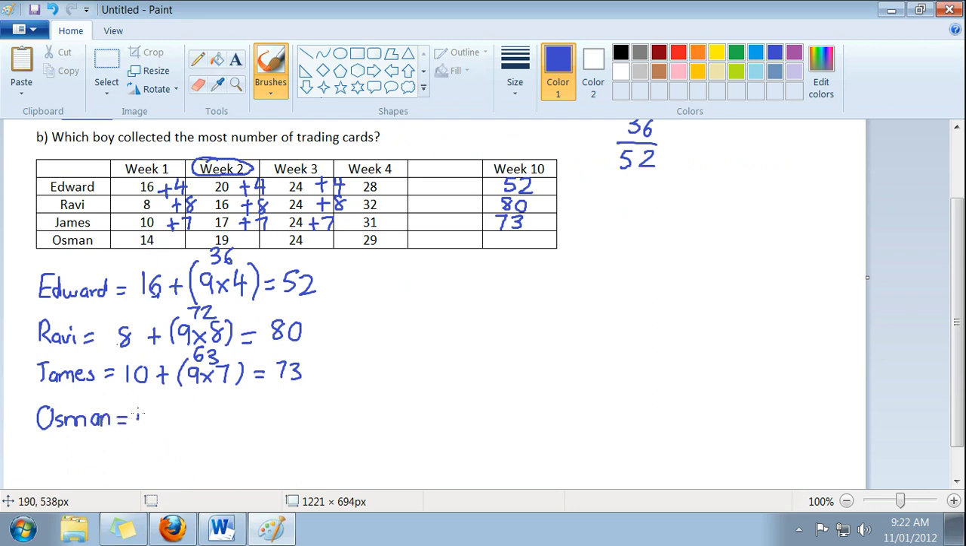Now he has 14 cards at the beginning of week 1. Let's find out the pattern. 14 to 19 we add 5. 19 to 24 we add 5. 24 to 29 we add 5. So the pattern is plusing 5.